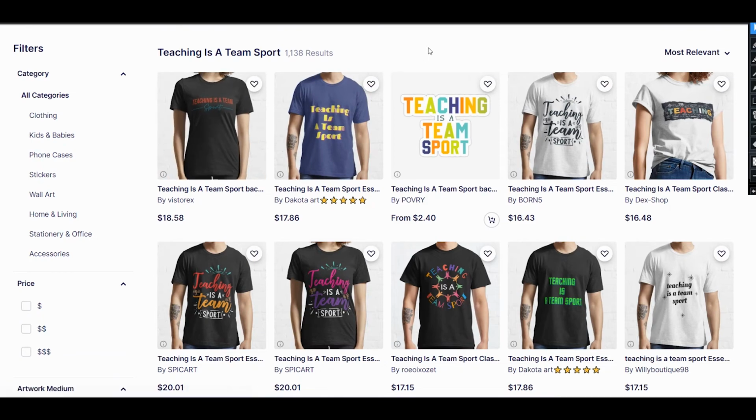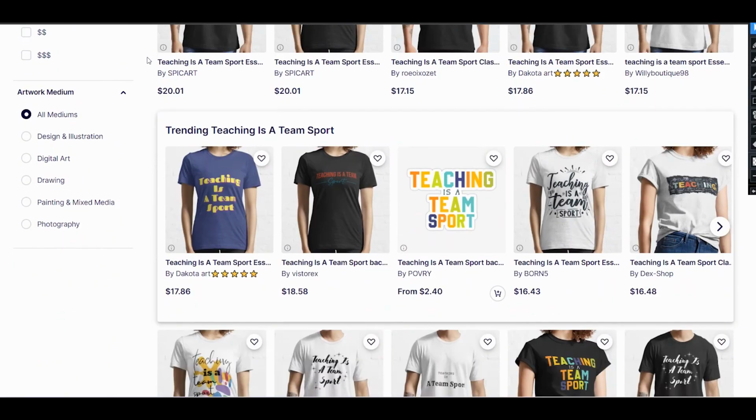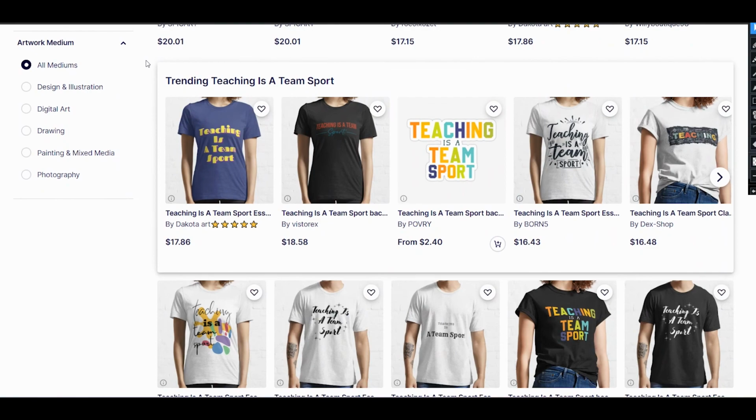And in this kind of designs, it is usually very important to have a very good and interesting font that will look good on t-shirt or on other merch products. It was five different ideas for this week.